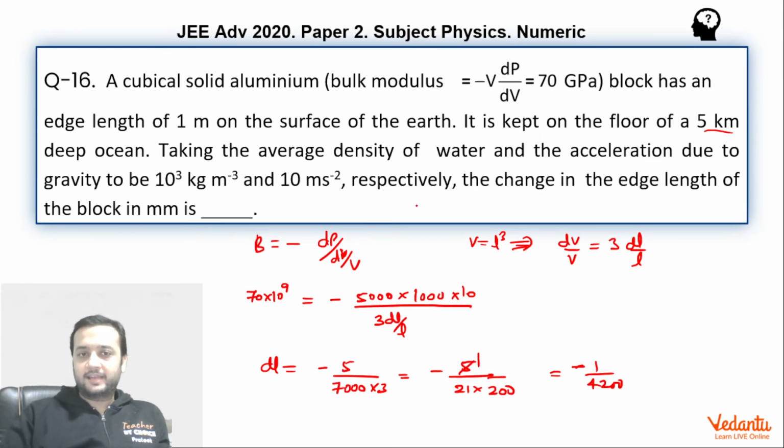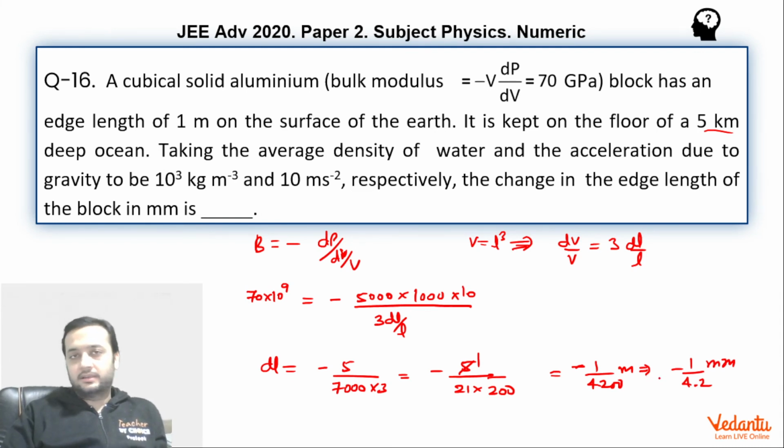We have to find the answer in millimeters. So this is in meters, so we multiply this by 1,000. So this will become minus 1 upon 4.2 millimeter. The negative sign, again, is simply the indicator that the length has decreased. If you find the value of 1 upon 4.2, you're going to get somewhere between 0.23 and 0.24, because 100 upon 42 you can solve by division, and you are going to get somewhere around 0.23 to 0.24.